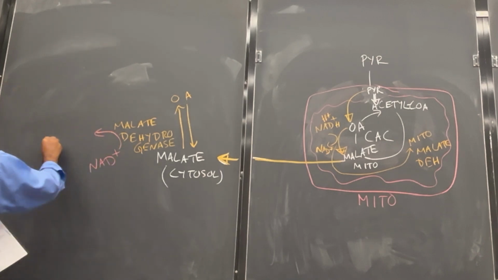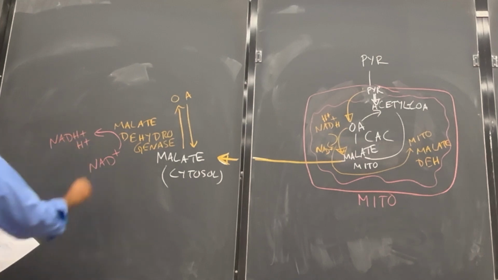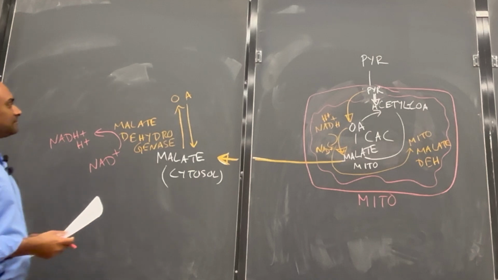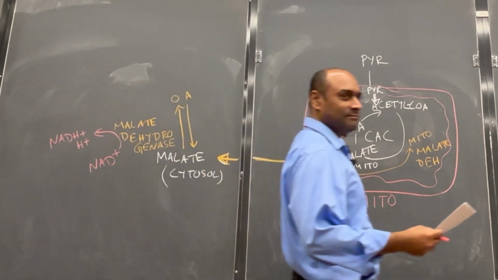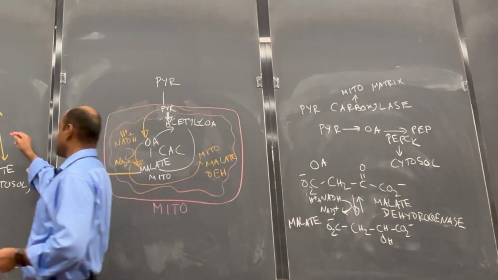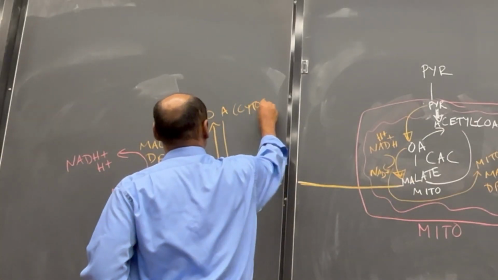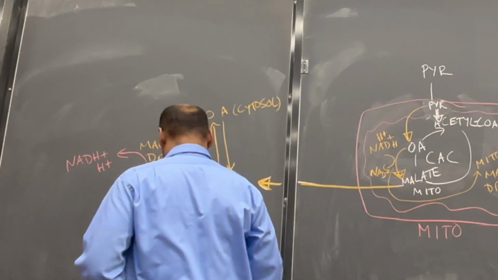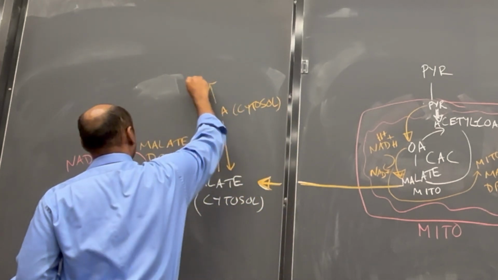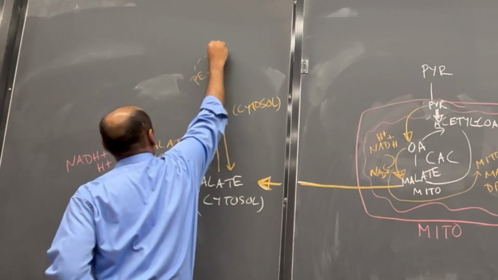And go to NADH. Okay, so now we are back on track, right? Same way now is in the cytosol. Now we can go back. So go to PEP, right? And this will go on to make glucose.